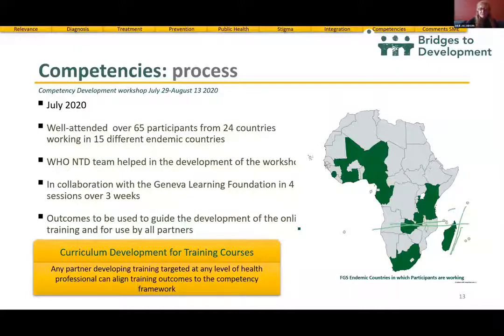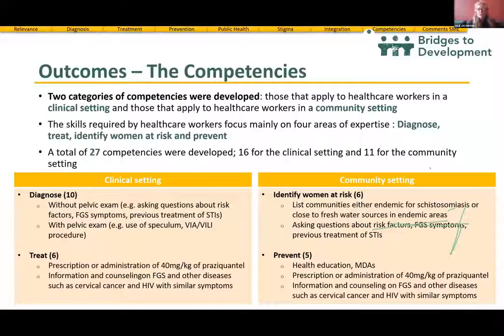And you will have seen these competencies as part of the background materials that were provided to you in preparation for this workshop. And if you haven't had a chance to take a look at those, they will be very helpful to you. They basically fit into 2 categories. The clinical setting, and when people are working in a clinical setting, what do you need to know, what to do? And then similarly, what do you need to know when you're working in a community setting in order to be able to diagnose and identify women at risk and girls at risk and prevent schistosomiasis?